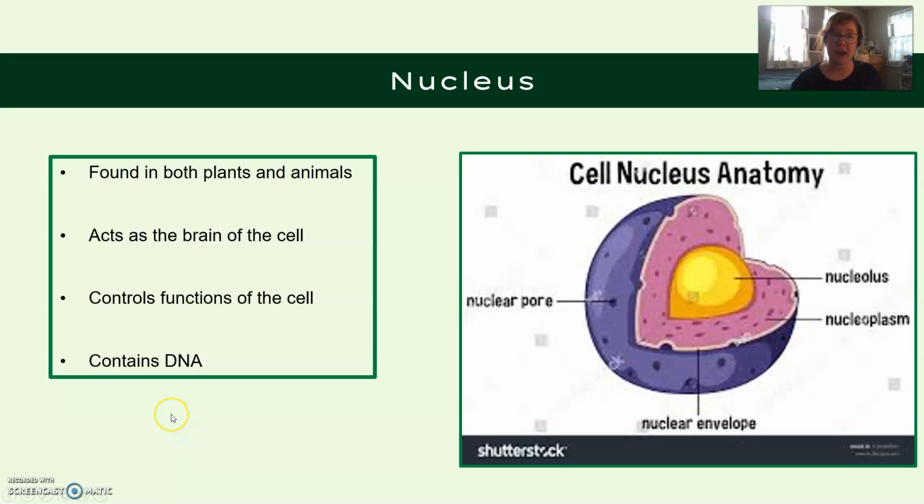The next structure that I'm sure all of you remember is the nucleus. Remember, this is found in eukaryotic cells, which are both plant and animal cells. It acts as the brain of the cell. It's going to control any functions that are happening within the cell, and it contains your DNA that gives you your genetic material and allows you to look the way you do, or possibly creates whether it's going to be a bone cell or a blood cell, etc.